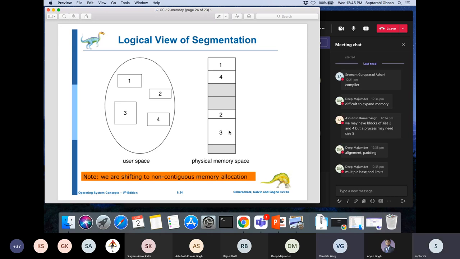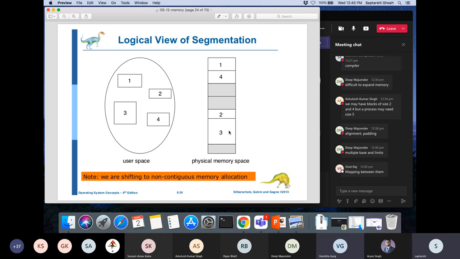Let me repeat. The user program will continue to think of the memory as contiguous, and it will generate addresses based on that assumption. But physically, the memory allocation is not contiguous anymore. So what is required?